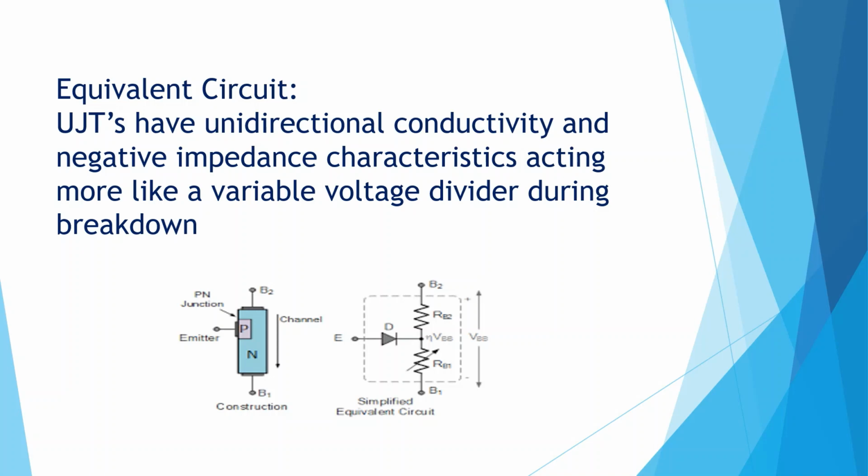It should be noted that the point A is such that RB1 is greater than RB2. What you can see is why I'm saying that is because this PN junction is formed close to base 2 as compared to base 1. So this resistance between base 1 and emitter will be large as compared to the resistance between base 2 and emitter. Okay.